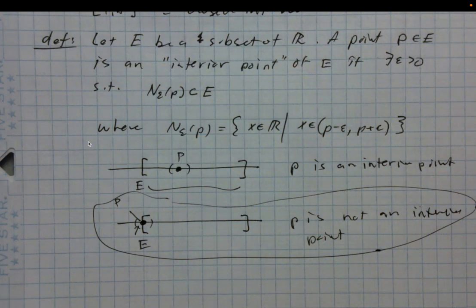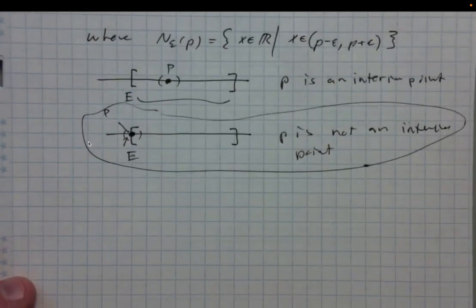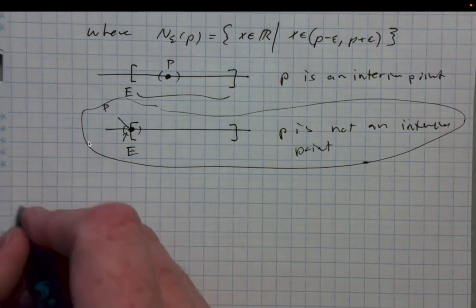It's just a point that is located relative to a set such that you can create a small enough interval such that the entire neighborhood of that interval is inside the subset. Okay, so that's just a drawing example. Let's see a more concrete example.